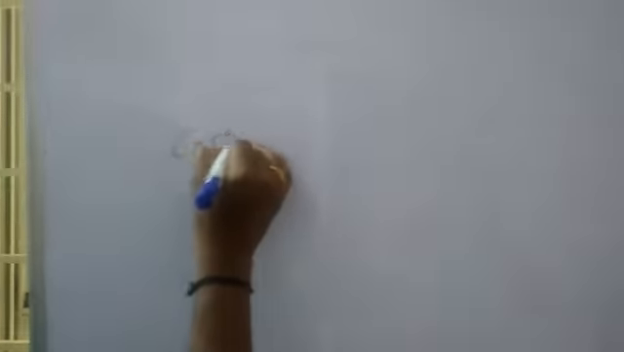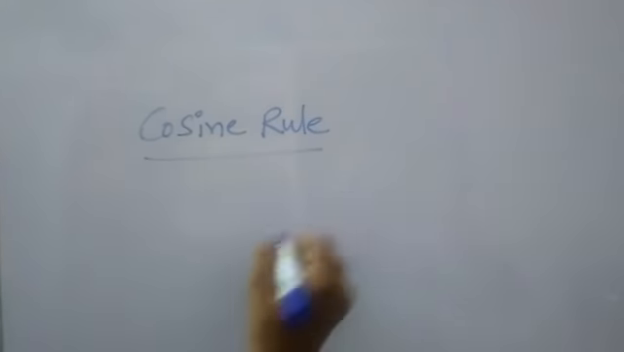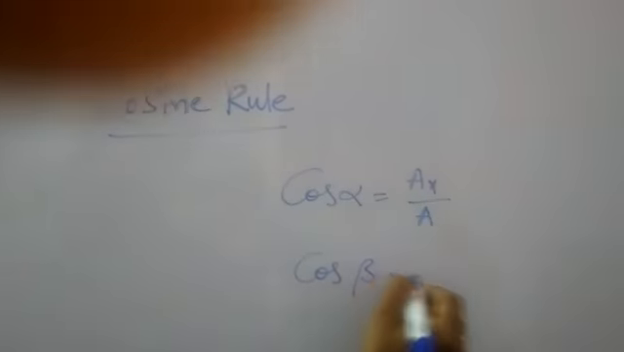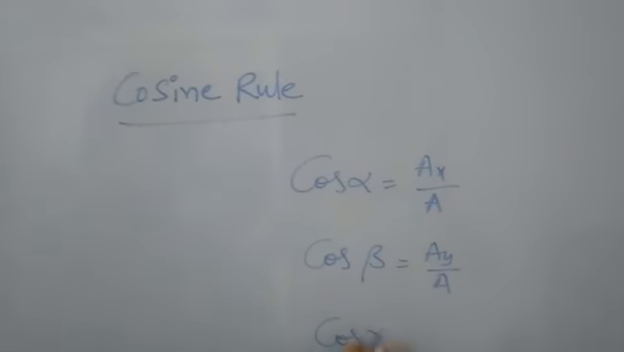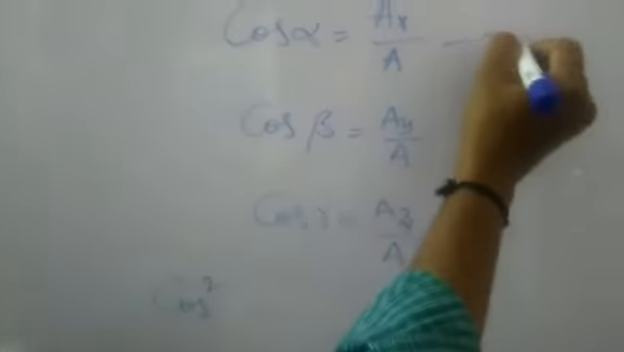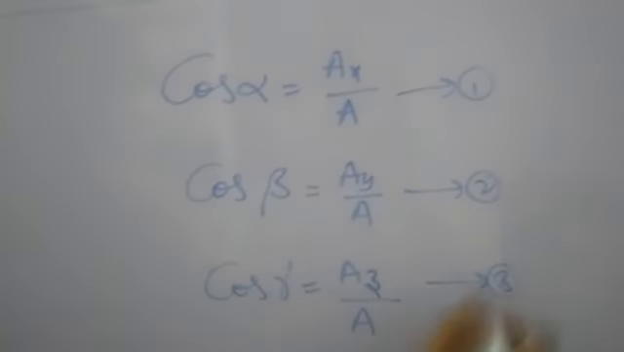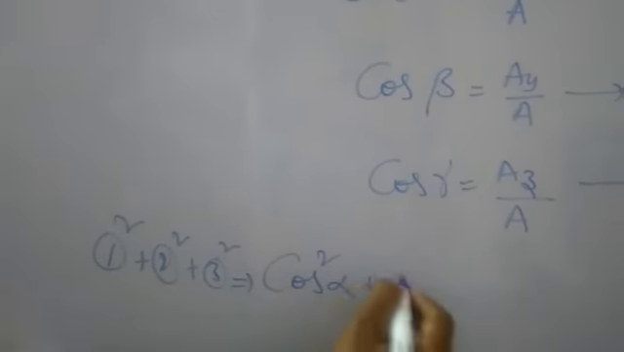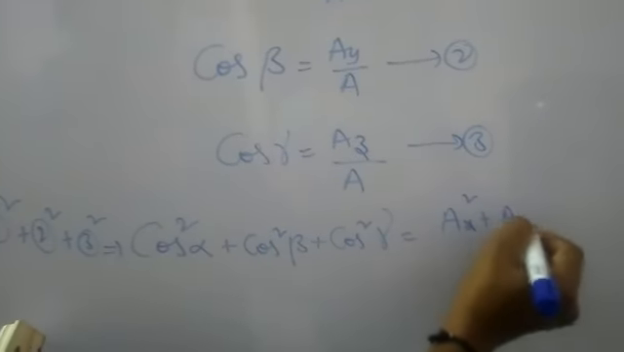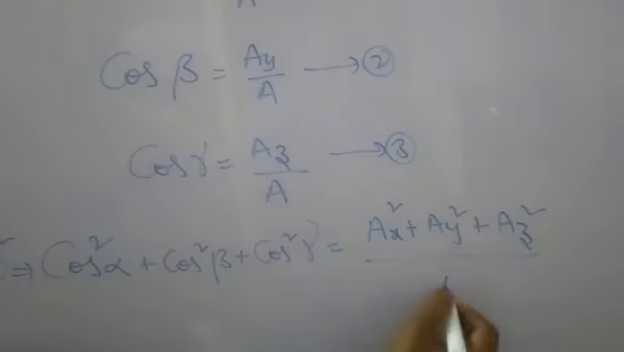Next, cosine rule. Cos of alpha is equal to ax by A, cos of beta is equal to ay divided by A, cos of gamma is equal to az divided by A. Squaring on both sides of equations 1, 2, 3 and adding, you will get cos square of alpha plus cos square of beta plus cos square of gamma is equal to ax square plus ay square plus az square divided by A square.